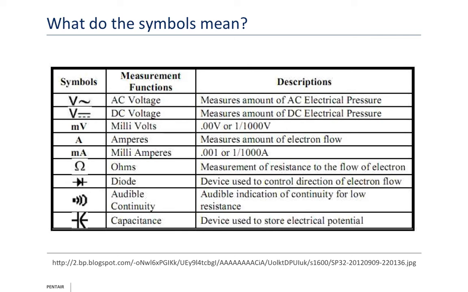So what do they mean? Well, that top one, the V with a sine wave, like a little S curve there, that's AC voltage. Sometimes you'll just see the sine wave with no V before it. The next one, as we saw on the earlier slide, a solid bar or the bar with a dash below it, that's volts DC, indicating direct current. MV, millivolts. If you're working with a variable frequency drive, you might deal a little bit with millivolts, but typically you shouldn't have to. The capital A is for amps.